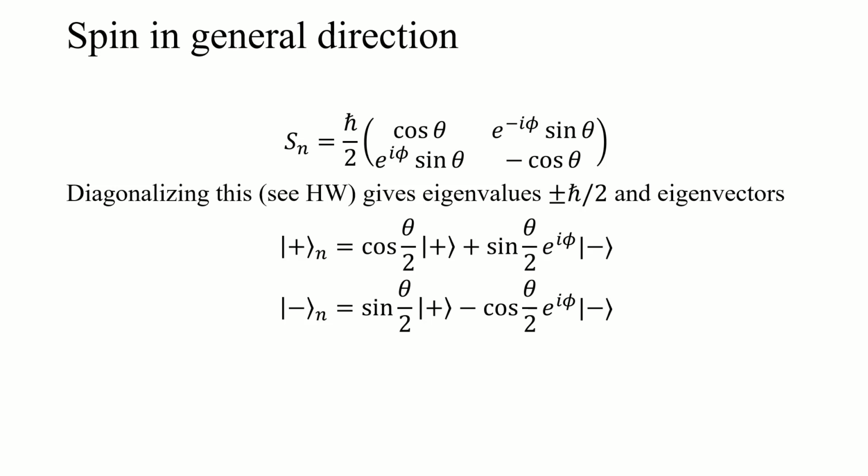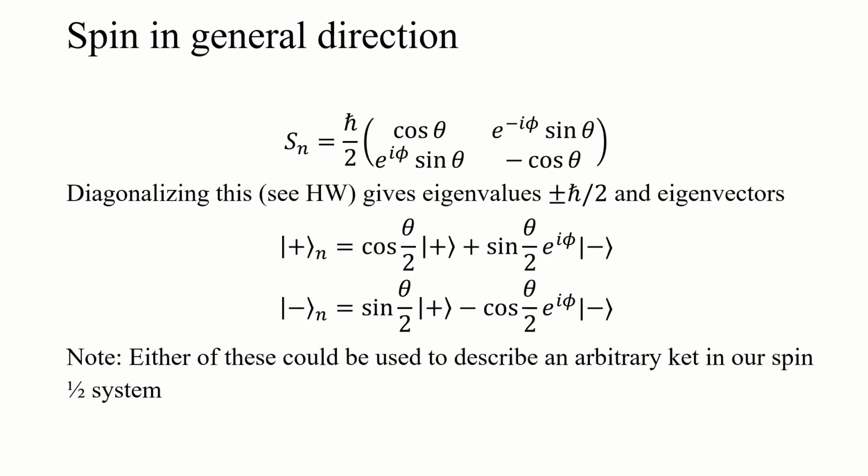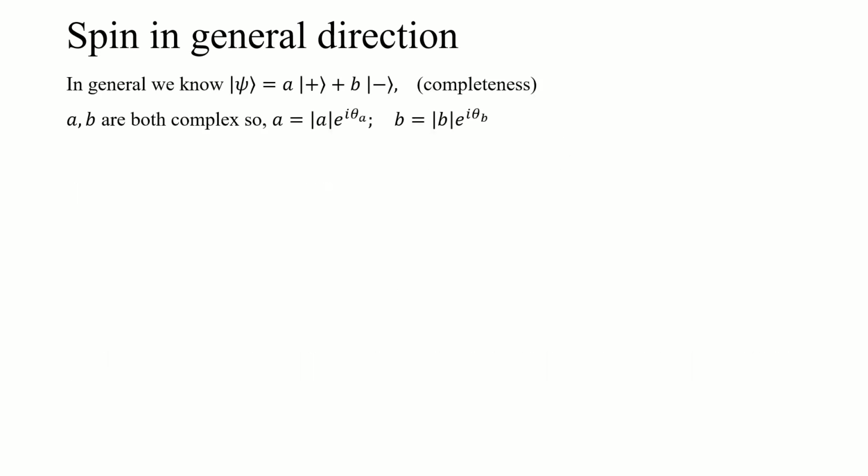The reason why this is important, and I like this representation, is that either of these, the spin up or the spin down (we'll focus on the spin up in the n direction), can be used to describe an arbitrary ket in our spin 1/2 system. So any general ket can be described this way. And to see that, we're going to just write down a general ket.